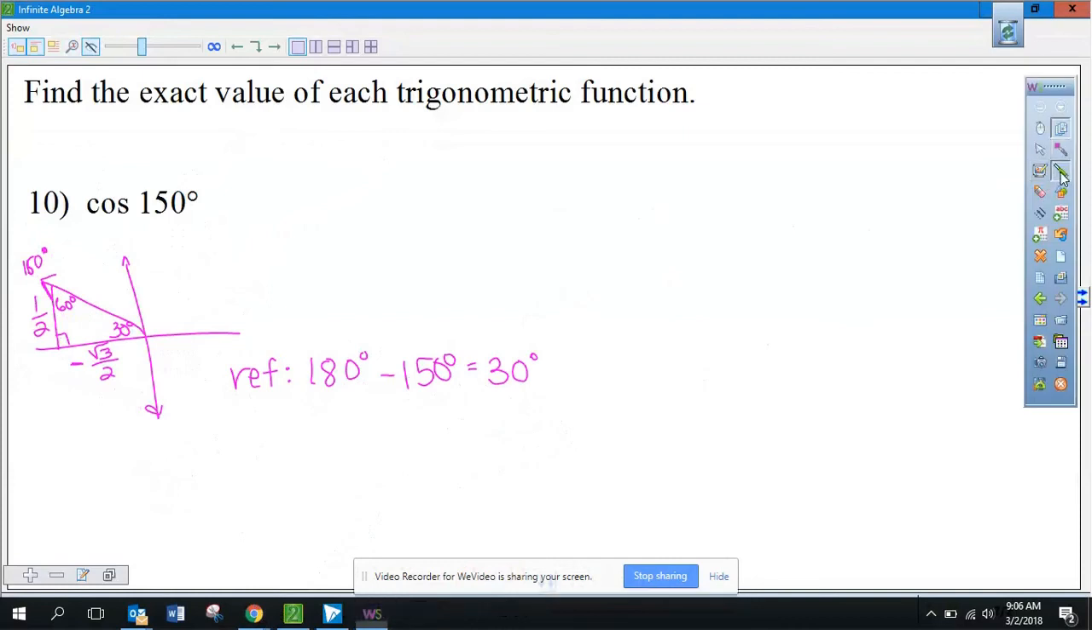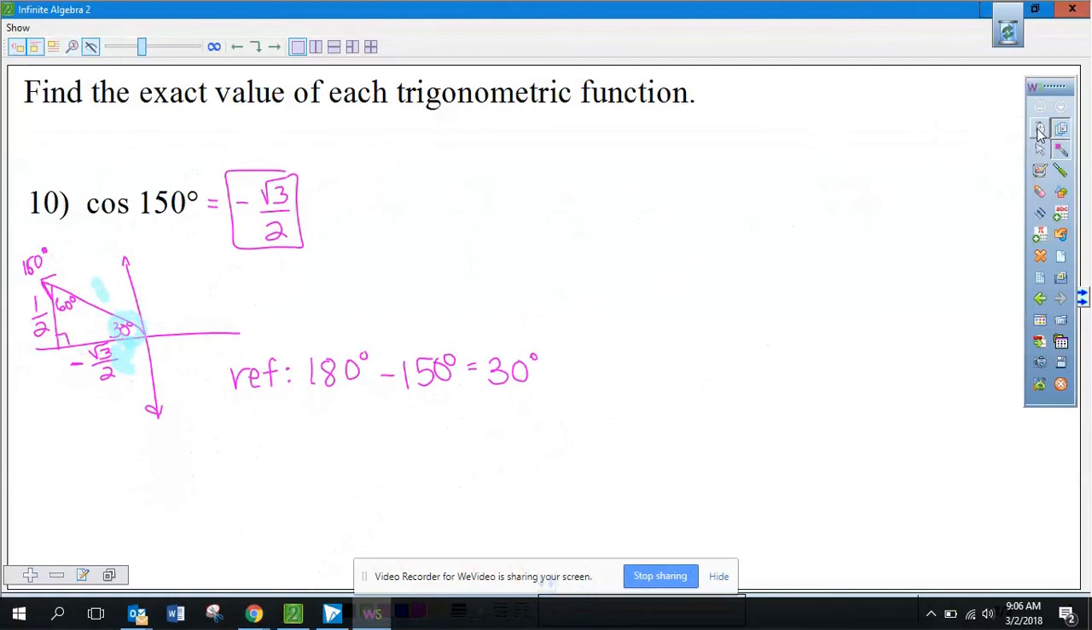So cosine is my adjacent over my hypotenuse. And so my hypotenuse is always 1. So my adjacent would be negative root 3 over 2. So cosine of 150 is negative square root of 3 over 2 based upon that reference angle of 30 degrees.